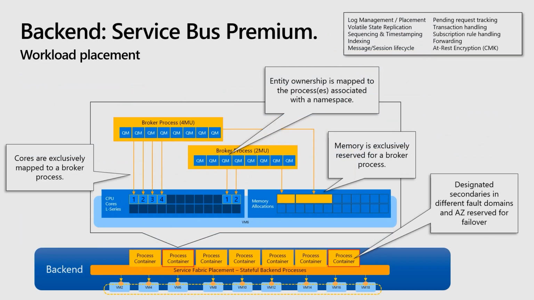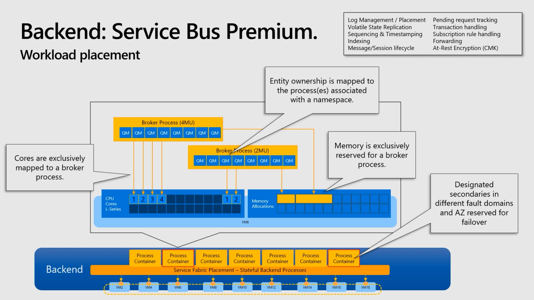Service Bus Premium is special in that you get a dedicated broker process that's just yours. So when you buy one MU, you get a core that's yours, and you get memory that's yours. So the memory is exclusively reserved for a broker process, and then the more MUs you buy, the more cores we're giving you for this. So you get your own broker, but it's a broker that sits inside of this giant monster of cluster.